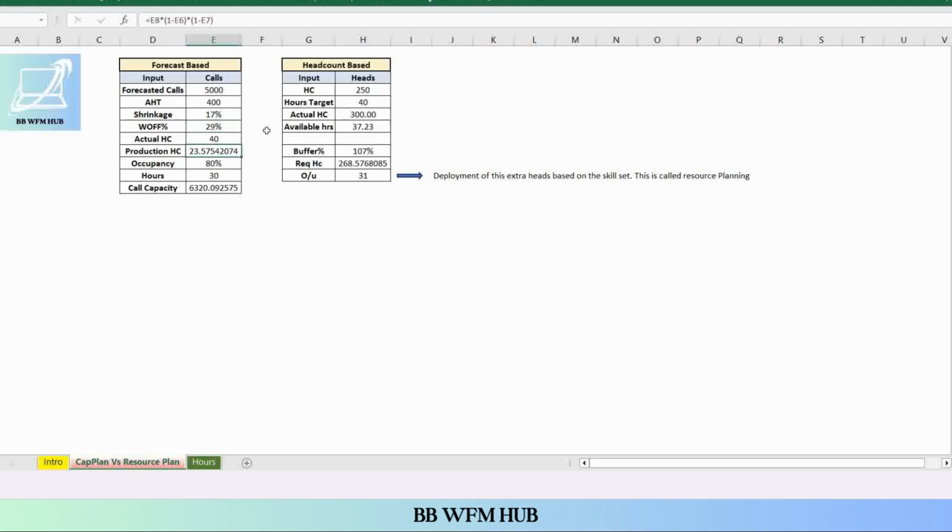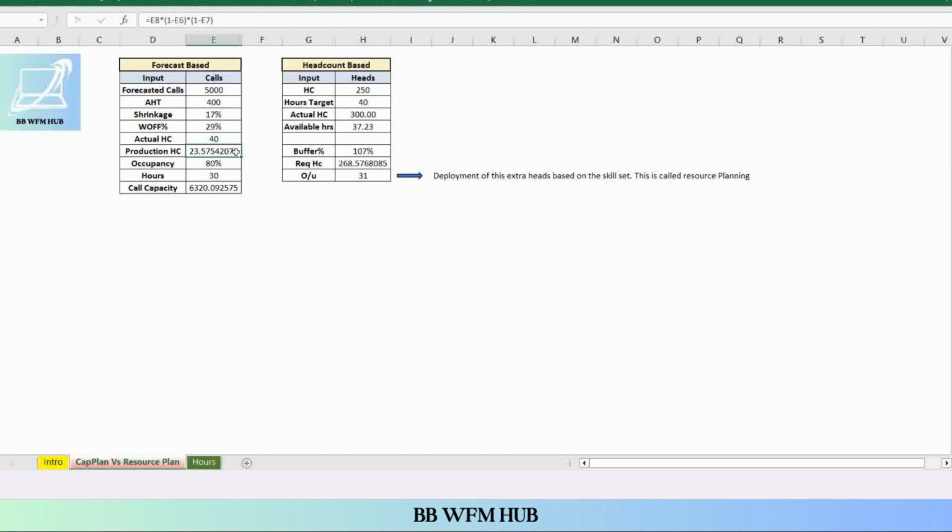For the production headcount, we are excluding the shrinkage from the actual headcount, and then we are excluding the week off percentage from the actual headcount. So production headcount is, E8 is what? E8 is 40, that is our actual headcount, and we are multiplying this with bracket open, 1 minus shrinkage. We are excluding the shrinkage here, then into 1 minus week off percentage. We are also excluding the week off percentage here. So that's how we got the production headcount.